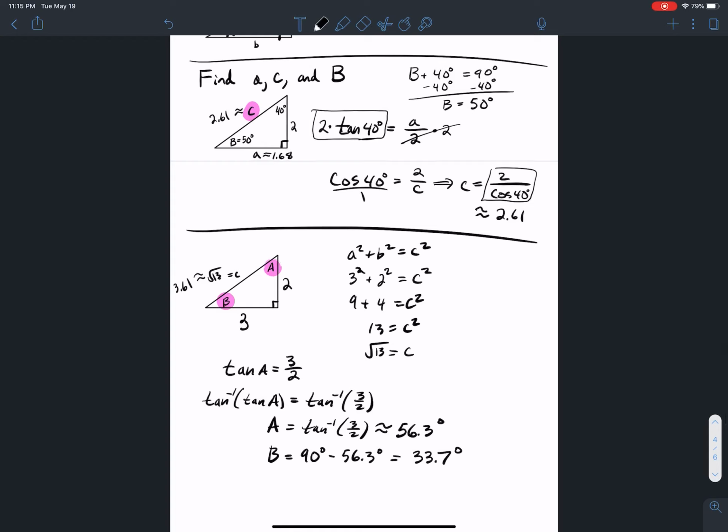Now, next up, we'll be doing applications. And so it's literally taking a bunch of words and drawing some triangle like what we did here and figuring out the sides or the angles.